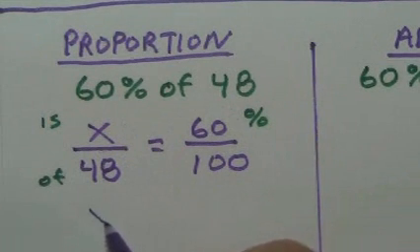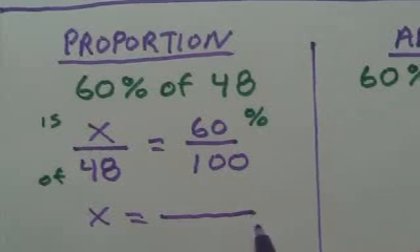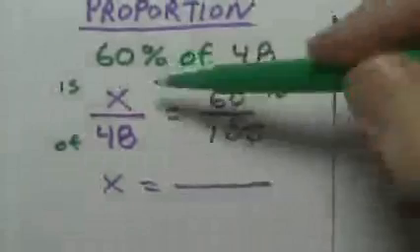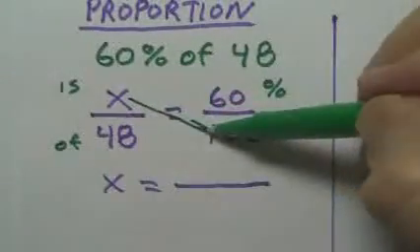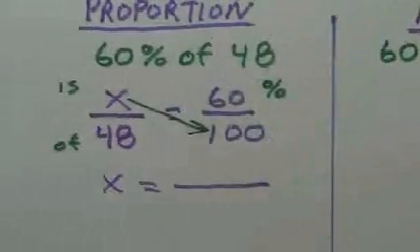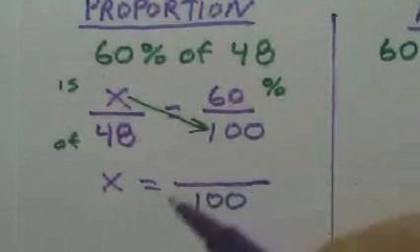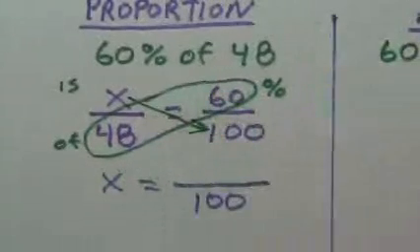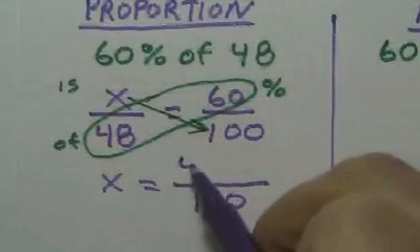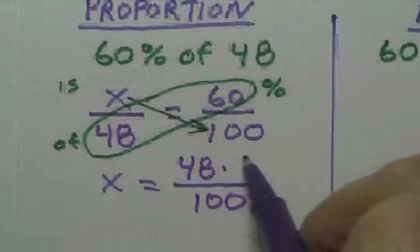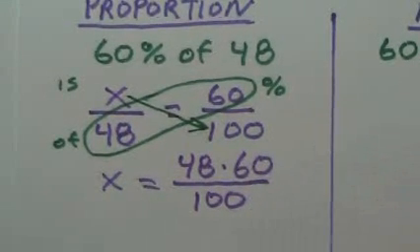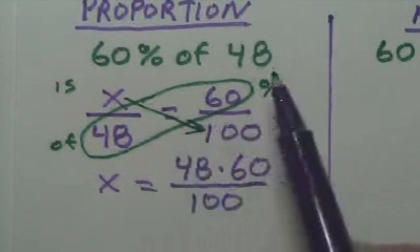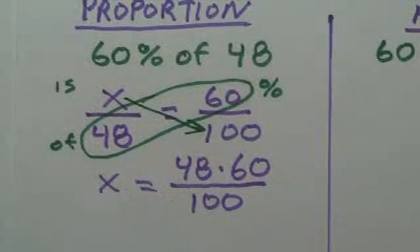Now that we've done that, we'll isolate x, get x by itself. The one diagonal of x goes on the very bottom, so that would be 100. And the other 2 go on top: 48 times 60. Okay, so that's setting up the problem. We will stop right there. But if you want to find percent of a number, this is how you would do it using proportions.